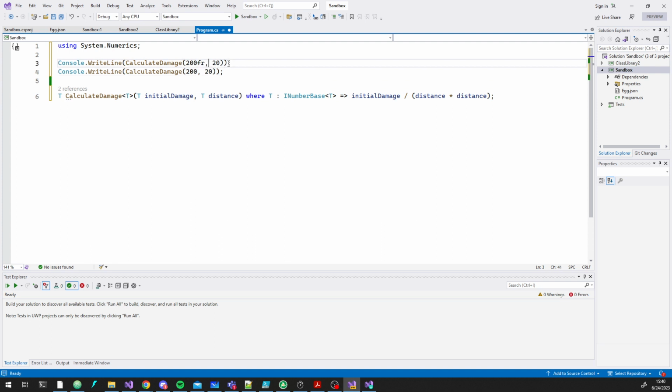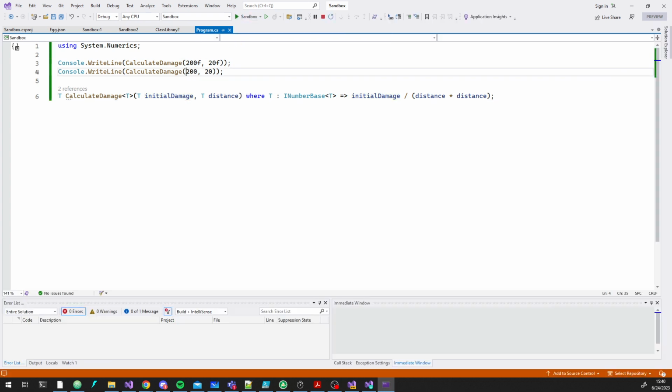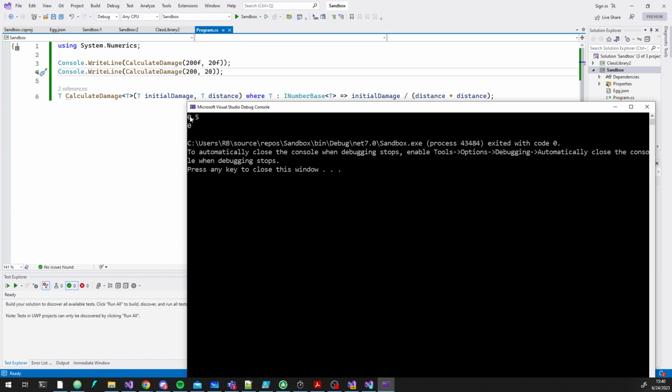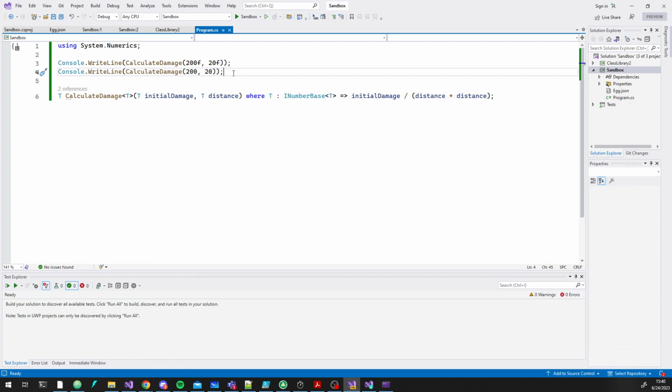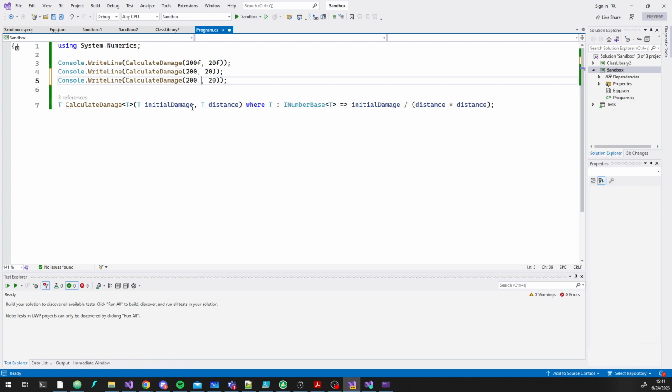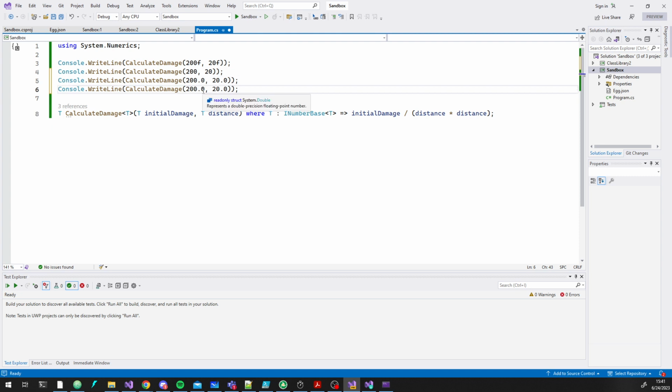Oh, that was interesting. Before, it was using floats when CalculateDamage was float. It was using floats, but just converting these values. Now the first one uses floats, and the second one uses integers. And you can see the difference. This one uses floating point arithmetic, and this one uses integer division. So I end up with 0 instead of 0.5. And I can do this with doubles and decimals.